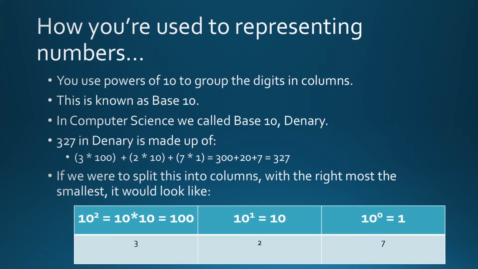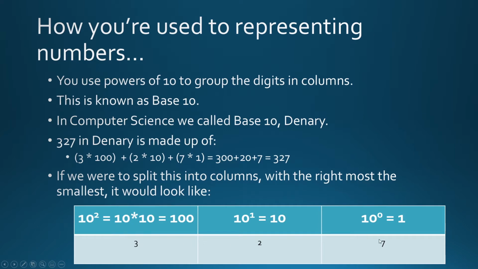Now if you put that into columns, the first column is your 10 to the power of 0, that's your 1s. Then your next column is 10 to the power of 1. I'll get my mouse pointer out here. 10 to the power of 0 is 1. 10 to the power of 1 is the 10s. And 10 to the power of 2 is 10 times 10, that's the hundreds. So, 3 100s, 2 10s, 7 1s.